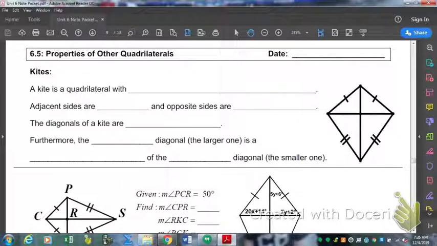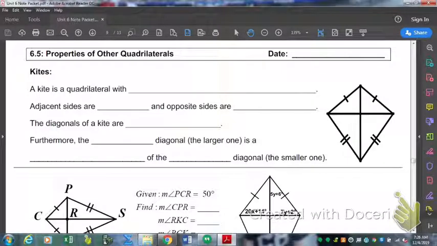Well, today we're going to talk about properties of a bunch of other quadrilaterals. We're going to talk about some kites. We're also going to talk about trapezoids and the different things that they bring to the table. So first of all, let's discuss some kites.